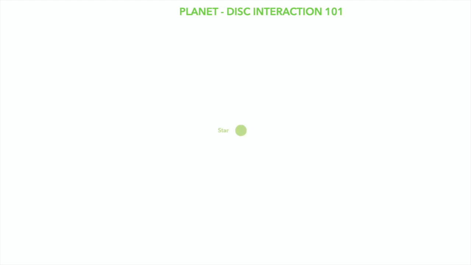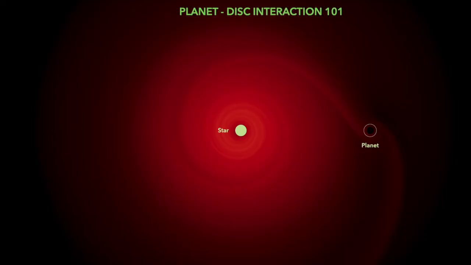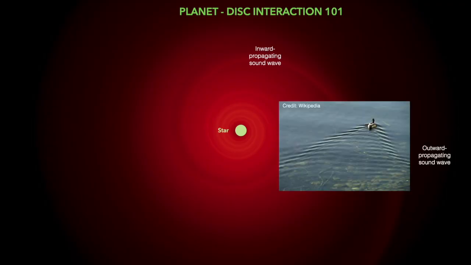So just quickly, you have a star and a planet. How does a planet interact with a disk of gas? Just like in Saturn's rings, you excite disturbances at Lindblad resonances. So you get basically an inward propagating sound wave and an outward propagating sound wave. But if you think that's a bit complicated, I'm just going to keep it simple. A planet's just like a duck. And when a duck swims, what is it?